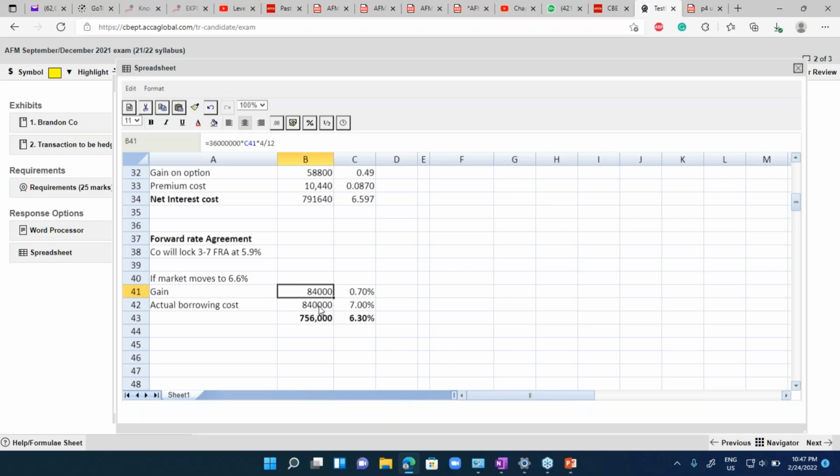Actually, we will give all the reasons. We will compare FRA with the future, then with the option, and you can write that overall forward is better. So we will select forward on the basis of financial analysis. Means on the basis of benefit, we will select the forward agreement.